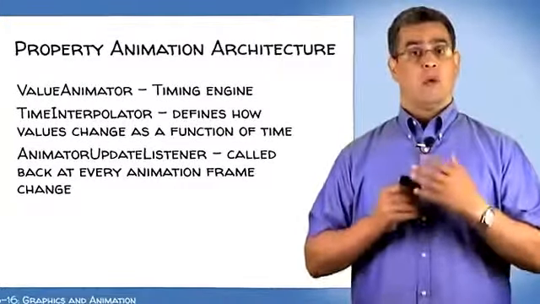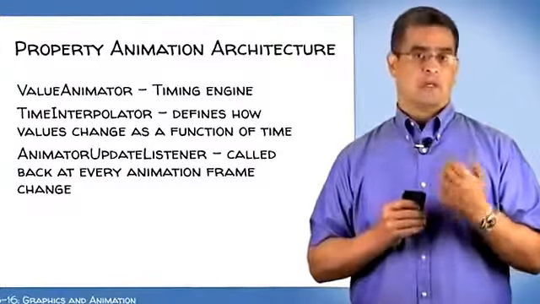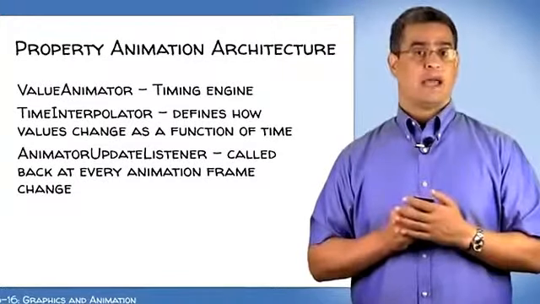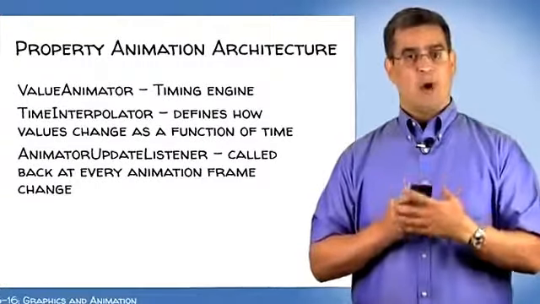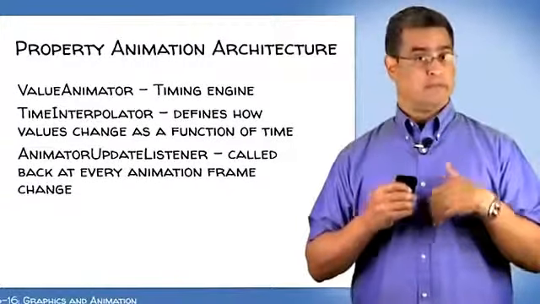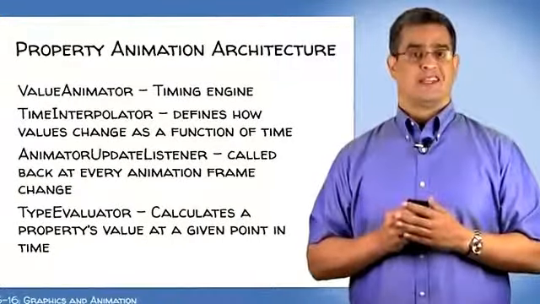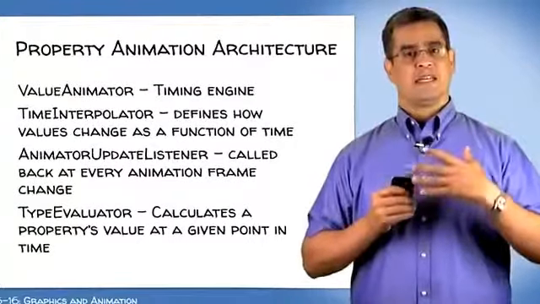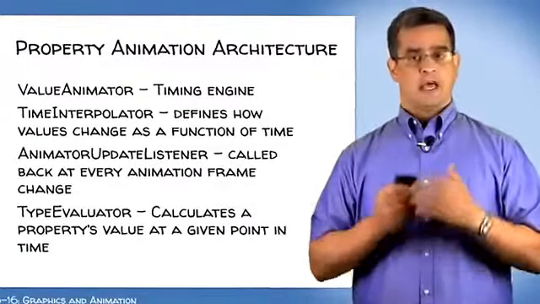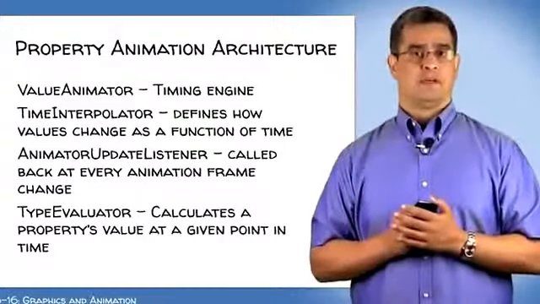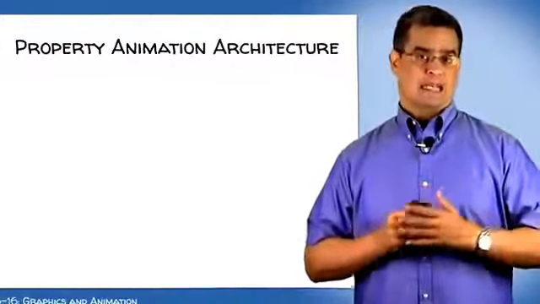And lastly, while Android knows how to animate the values of common types like integers and floats, it doesn't know how to animate custom types that you create. So if you need to animate your own types or animate existing types in new ways, you can implement the Type Evaluator interface. This interface defines an evaluate method that gets called to set the animation values at a particular point in the animation. The last piece of property animation is the animator set class.